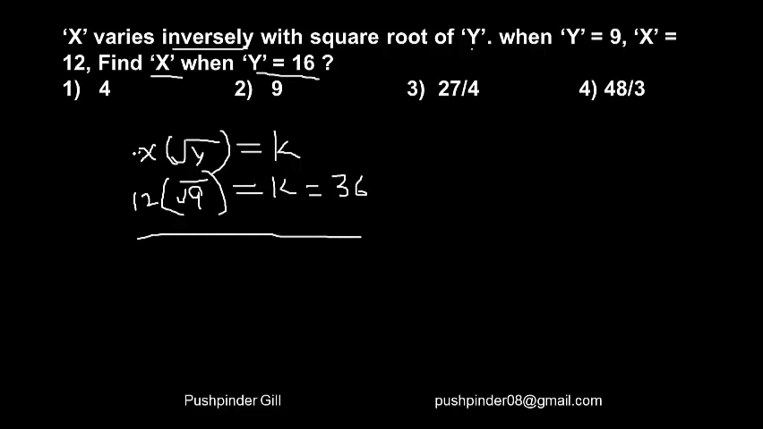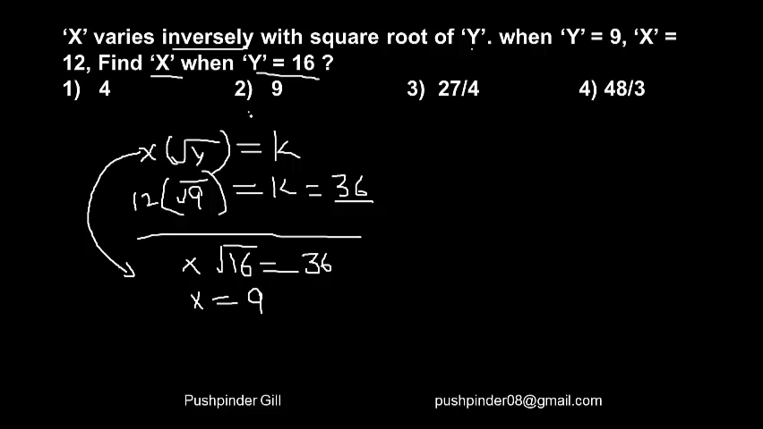So if you just substitute the value here, x you have to calculate, y is under root of 16, that is equal to the value of k, that is the constant. Fine. So that means x is nothing but 36 by 4, that is 9. Fine. So I hope you understood how we solved this question. X varies inversely with the square root of y. That means their product is constant, and from there you find the constant and substitute it to the next variable.